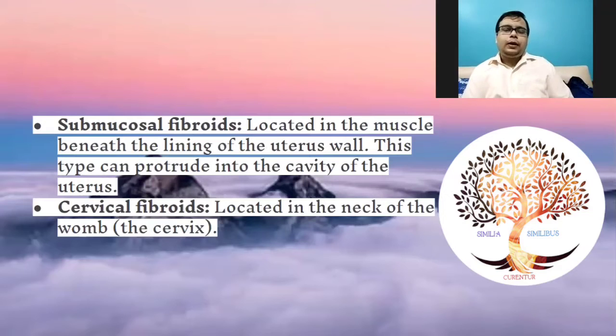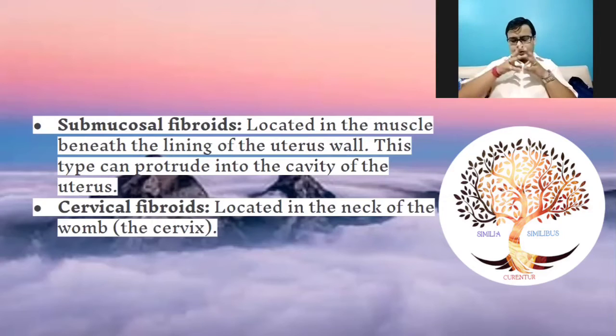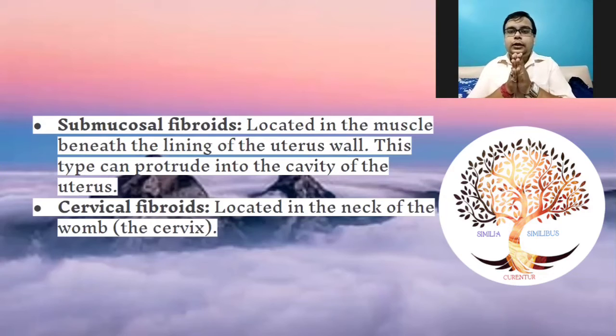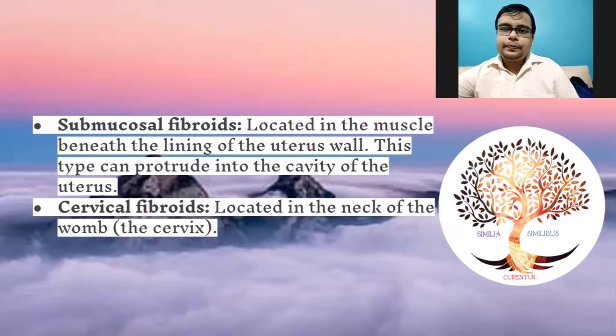The third one is submucosal fibroid, which is located in the muscle beneath the lining of the uterus wall. This type can protrude into the cavity of the uterus. And the last one is cervical fibroid, located on the neck of the womb, that is the cervix. This is a division of fibroid according to its location.